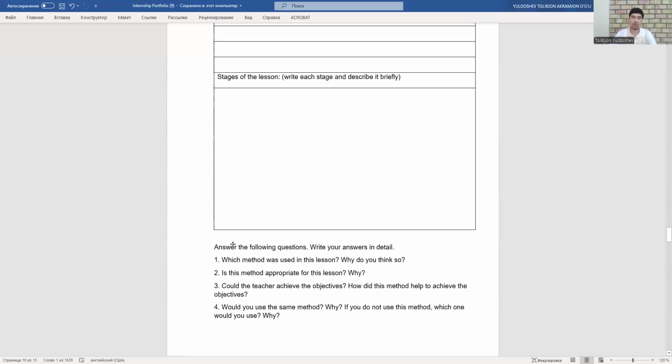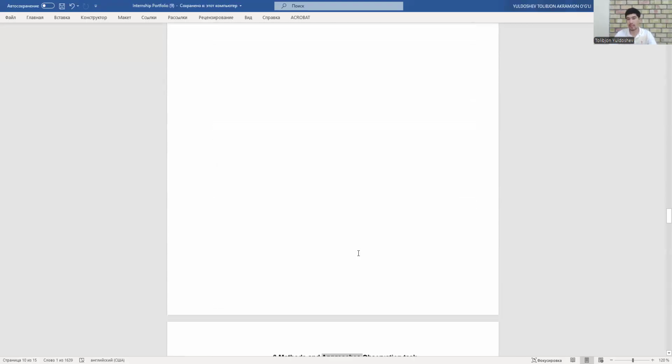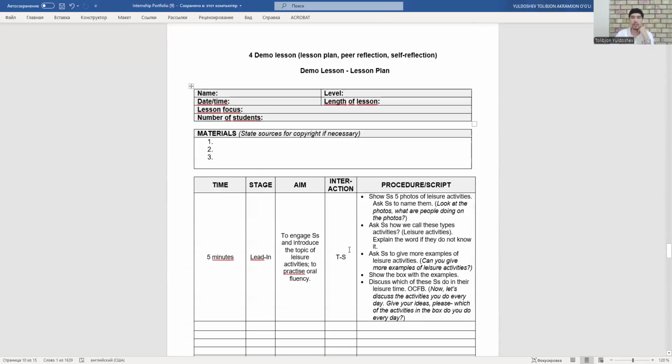Okay, let's imagine you completed these forms in week 1, and in week 2, you need to have a lesson plan for your demo lesson. You can remove this part because this is kind of a sample for you, but the others you will complete. You will fill in everything, like write your name, level of your students, the length of the lesson, usually like 45 minutes if it's at school.